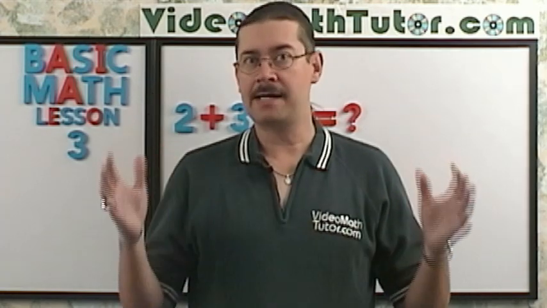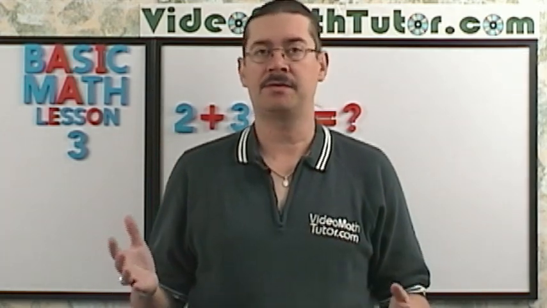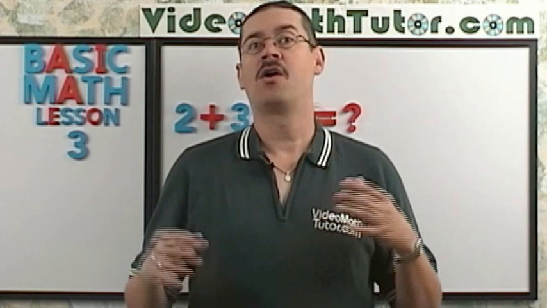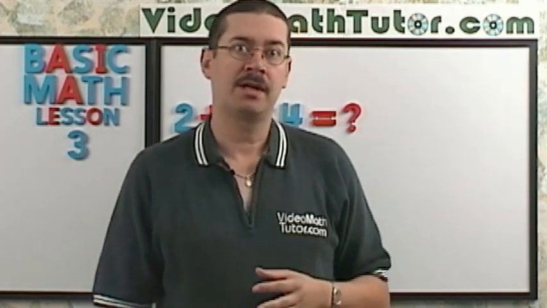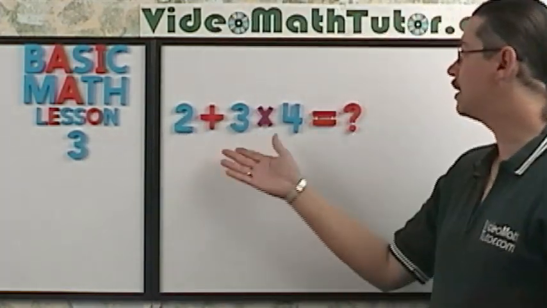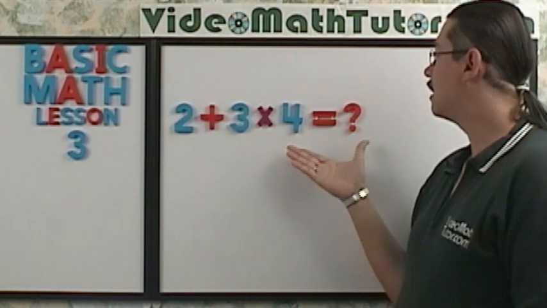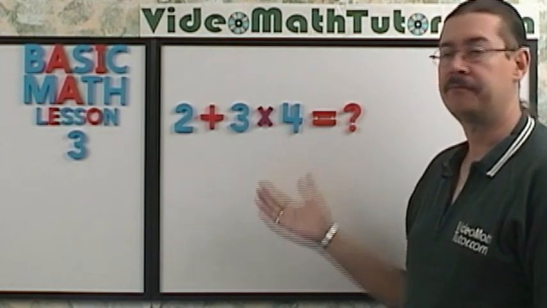Now that we've learned all these arithmetic operations with positive and negative numbers, we have all these rules at our disposal, let's actually combine them in different problems. Here's an example. I have 2 plus 3 times 4 equals what?